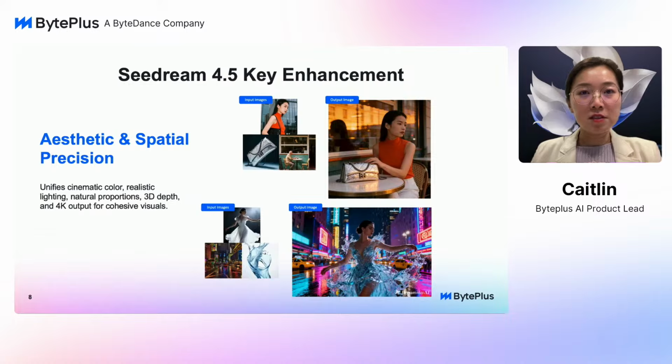Okay. The third key enhancement is on the aesthetics and spatial precision. Generally speaking, the aesthetic taste of this model has been improved, and it has its own understanding of the lighting and the structure of the pictures, and also the colors and the saturation and so on. So it gives you a more aesthetic feeling. And it's going to understand the products and the person's realistic proportions to the real world more accurately.